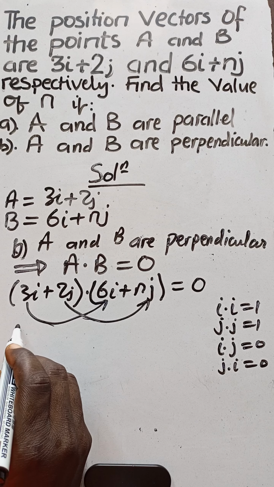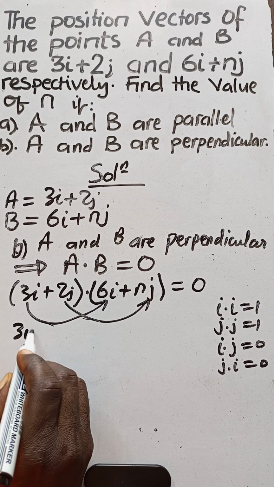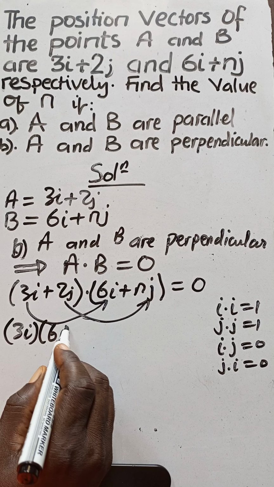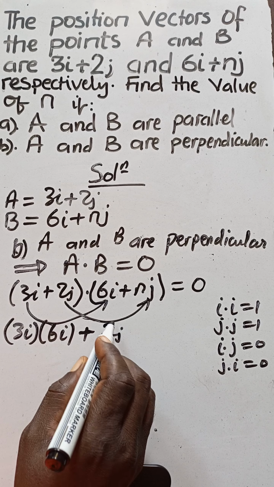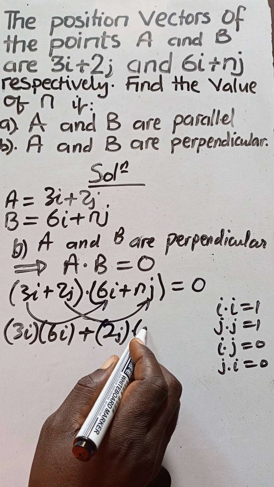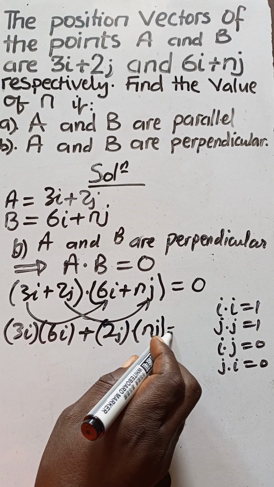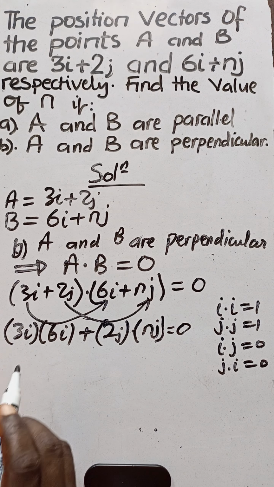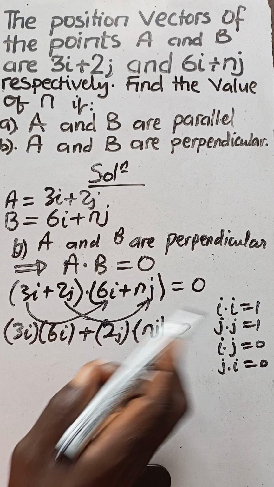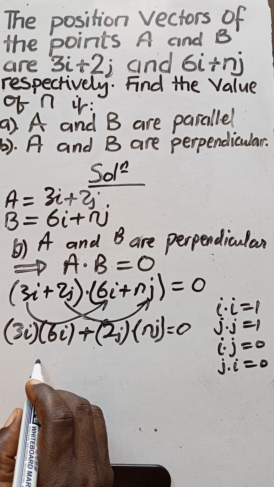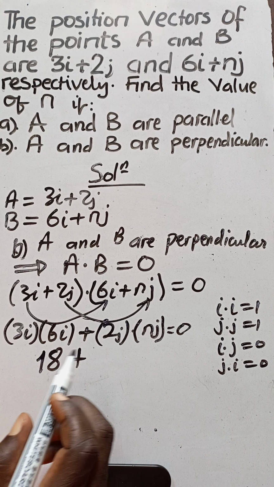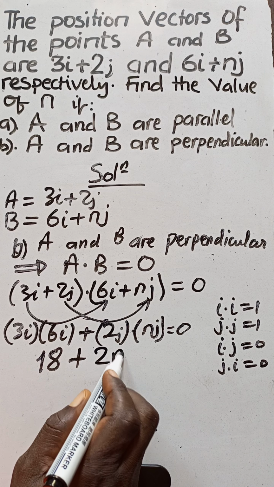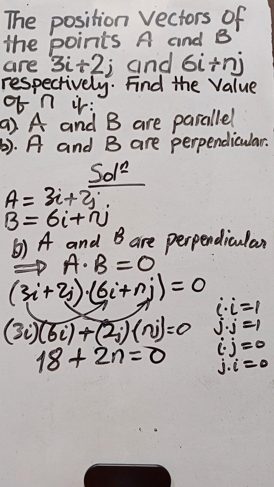So we just take only i dot i and j dot j. This becomes 3i dot 6i plus 2j dot nj. We expect that result to be 0. Remember, i dot i is 1. So we'll be left with 3 times 6, which is 18. j dot j is 1. So we'll be left with 2n, is equal to 0. So this is the equation we have to solve for n.